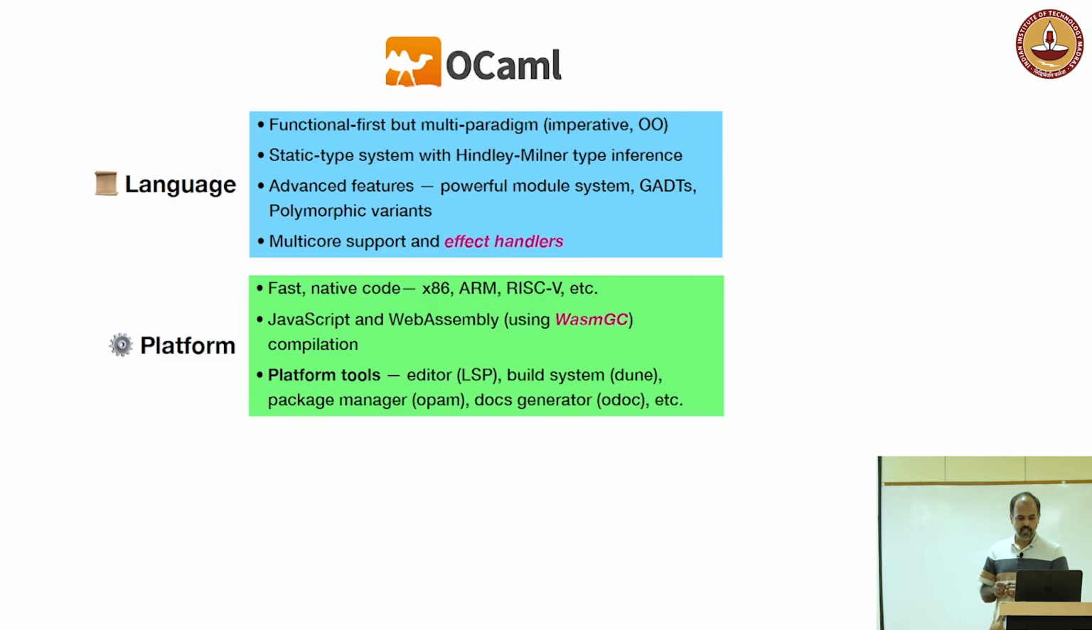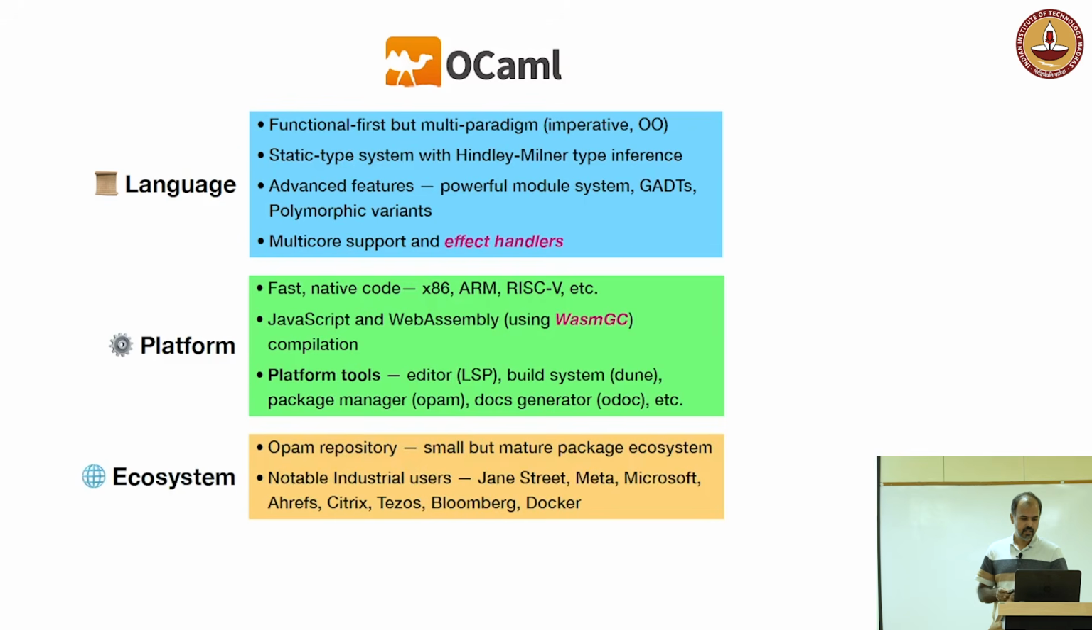So as part of the OCaml work, we've contributed to WebAssembly development as well. There is a feature called WebAssembly GC, which OCaml is the first language to use. So it's at the cutting edge of language development as well. There are a bunch of platform tools to make you a productive programmer when you use OCaml. And the ecosystem is not as large as Python or other languages. It's small but mature, right?